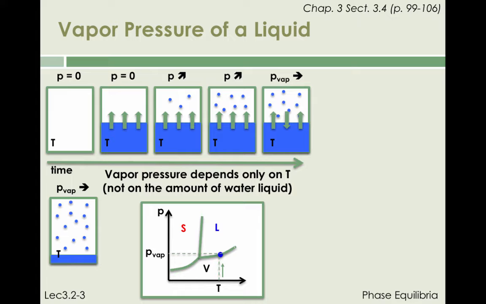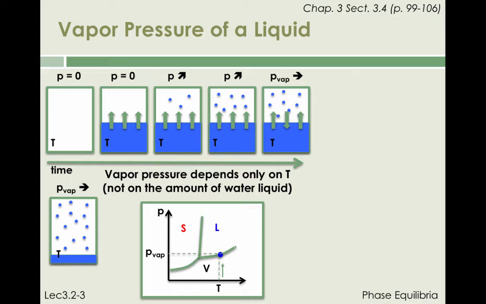Note that the equilibrium vapor pressure of a liquid cannot be lower than the pressure associated with the triple point, and cannot be larger than the pressure associated with the critical point. Below the triple point temperature and above the critical point temperature, the liquid is never stable. So the equilibrium vapor pressure of a liquid can only be defined in this temperature range.